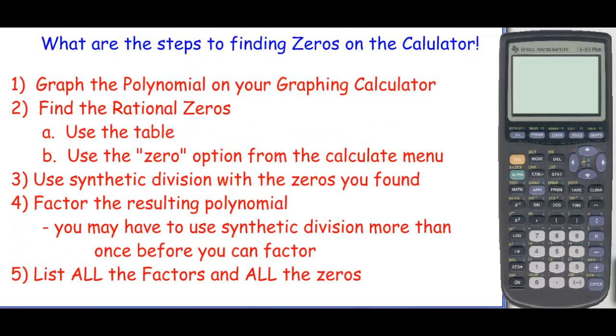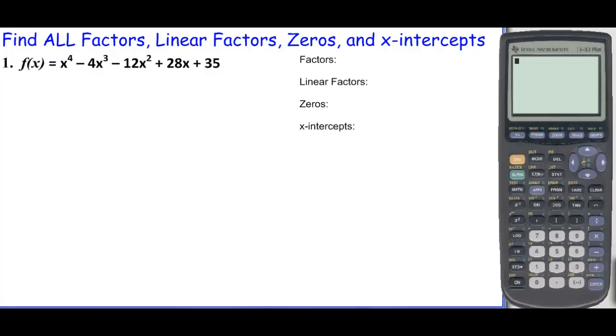So here are the steps, and they're already typed down in your notes for you, that we need to use to find zeros on a graphing calculator. I'm going to go through these steps for each of our 3 examples, but now at least you have a reference for it. My goal on this one is to find all the factors, linear factors, zeros, and x-intercepts of this function. So the first thing we want to do is type it into our y equals, and I've already done that to save a little bit of time.